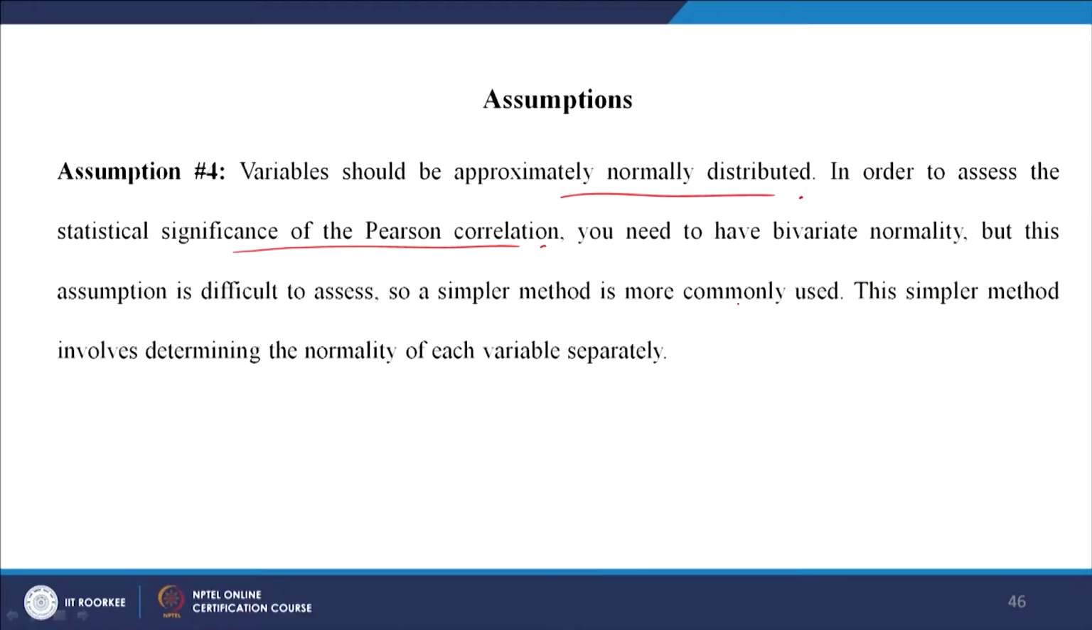So, a simpler common method is used. This method involves determining the normality of each variable separately. What it says is you do not check it at the same time, but individually you check whether the data or the variables are normally distributed or not, okay.